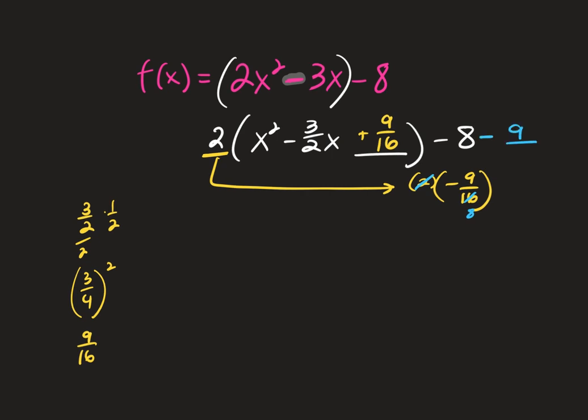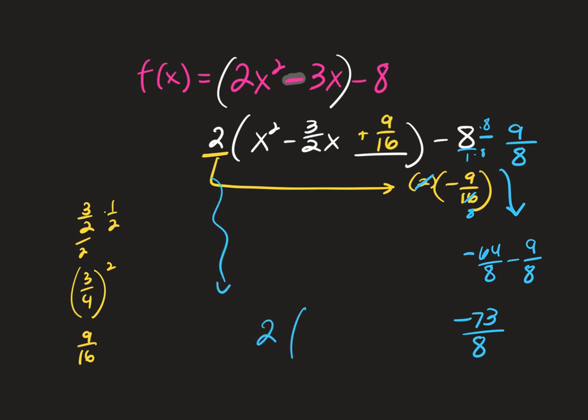And that's going to get subtracted from the 8. So this becomes negative, I'm going to multiply by 8, 64/8 minus 9/8. And that's -73/8. With me so far? Bring down the 2. So 2. We square root the first term. Square root of x squared is x. We square root the last term, which would also be what happened over here before I squared it. 3/4. And we take the sign from the middle. This time it's a minus. Put it in parentheses and square it. So my f of x equals 2x minus 3/4 squared minus 73/8.